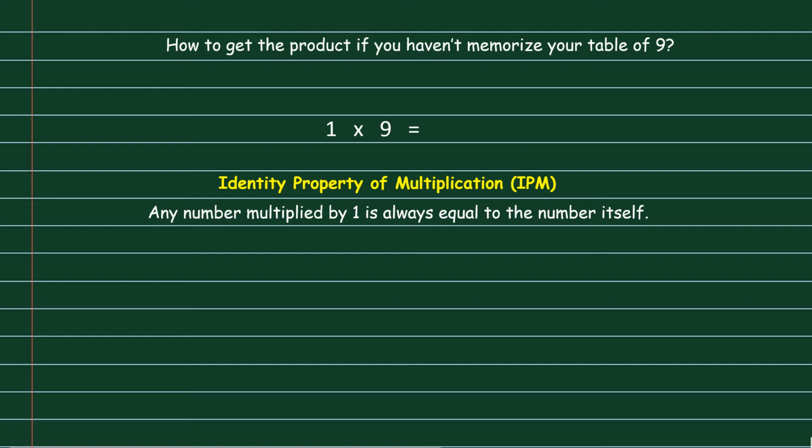Our next number is 1 times 9. In answering numbers multiplied by 1, we should remember the identity property of multiplication, or IPM. IPM means any number multiplied by 1 is always equal to the number itself. So, here, the number multiplied to 1 is 9. So, as the property defines, then the answer here is 9.